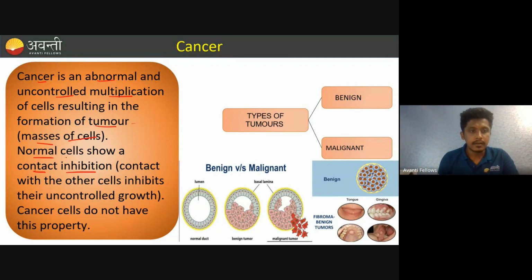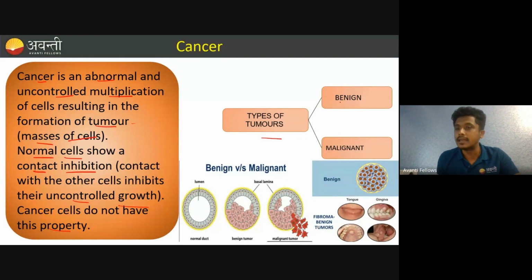If this capacity is lost in our normal cells, then it becomes cancer. So they don't care how close you are to the next cell. They start proliferating where they lose this contact inhibition. So that leads to uncontrolled growth. So when somebody asks, do cancer cells have contact inhibition? You should tell no. Because they have lost the property of contact inhibition, that is why they are able to divide. Okay, understood?